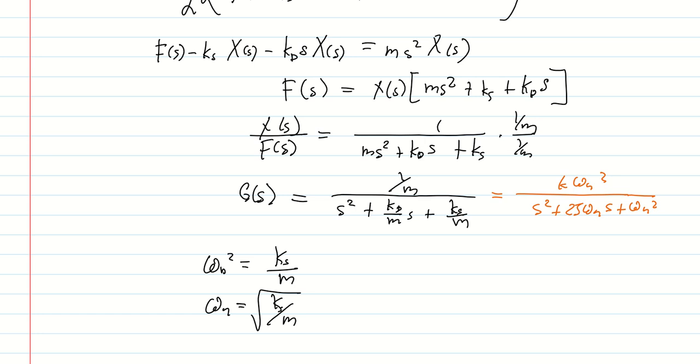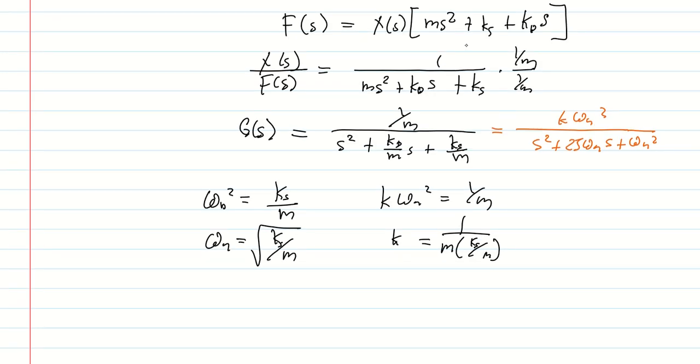For the static gain, k omega n squared is equal to 1 over m. So solving for the static gain, this will be equal to 1 over m times omega n squared, but omega n squared is equal to ks over m. So therefore, you can cancel out the m. The static gain K now will be equal to 1 all over ks.